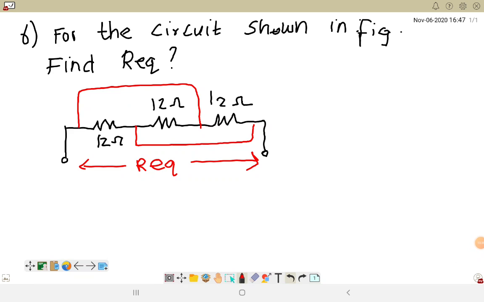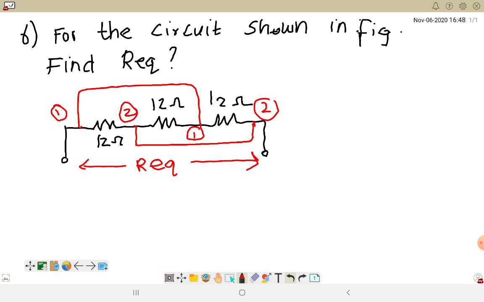Next problem number 6. For the circuit shown in figure, find R equivalent. Here 3 resistances given, 12 ohm, 12 ohm and 12 ohm. Here this is the wire that connect the 12 ohm and 12 ohm resistance. Another wire connect these second and third 12 ohm resistance. First of all, I have to give the number. The one is connected to here 1 and the second point, one wire is connected to another one, the same second point. Okay, what I have to do?